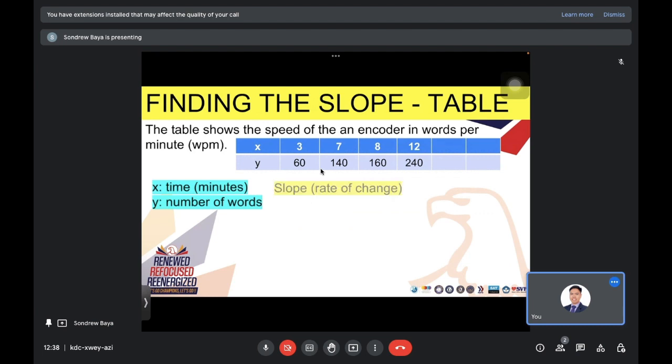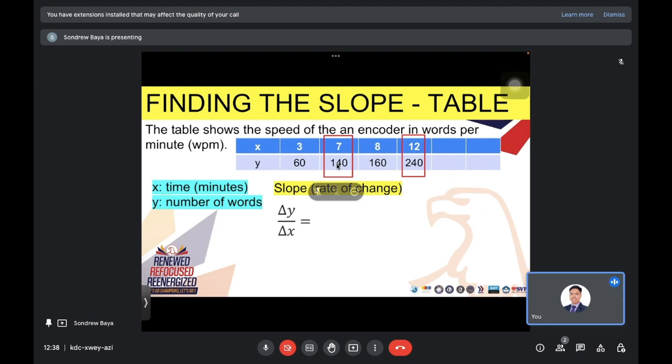Now the slope or the rate of change is simply the change in y over the change of x. So for us to know the change in y and the change of x, we have to choose two data out from the table of values. Let's say we use this data here, 7 minutes and then 140 words, 12 minutes and then 240 words. So here, we need to find the change in y and the change in x.